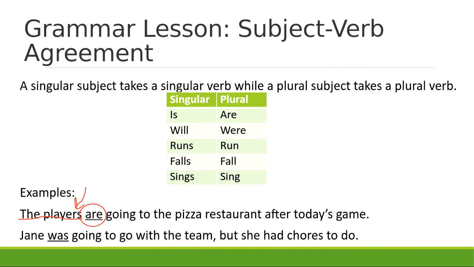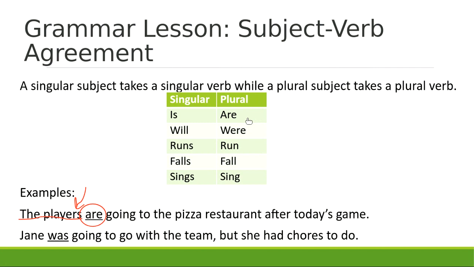And you can look up here and see, is would have been singular, are is correct, and are is plural. We shouldn't say the players is going to the pizza restaurant. Instead, because there's more than one player, we want to say the players are going to the pizza restaurant.